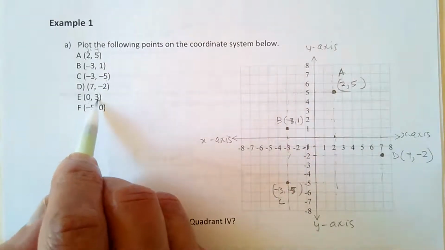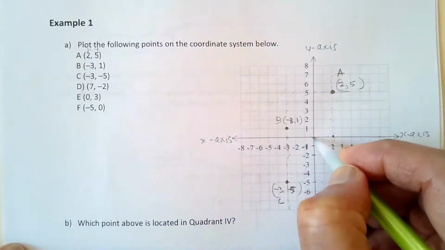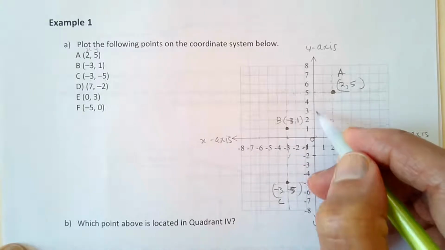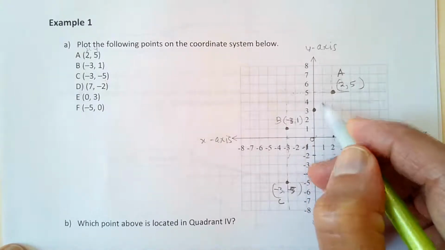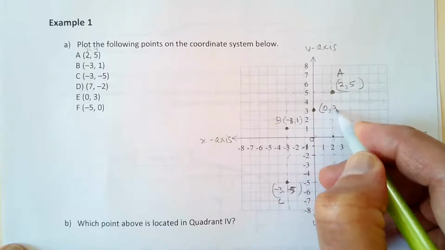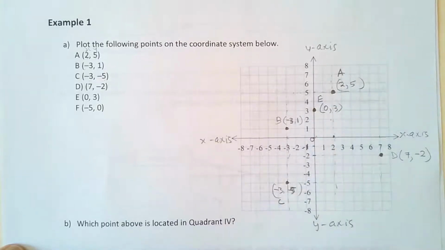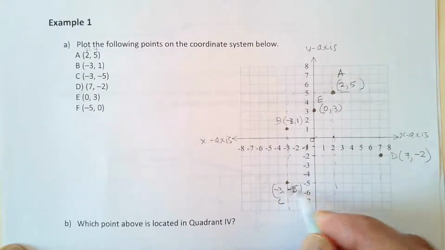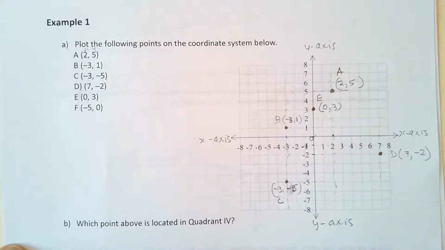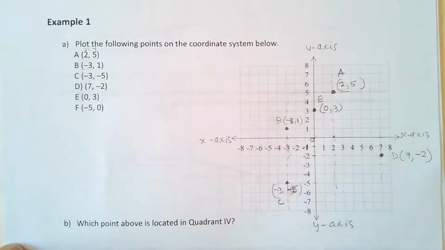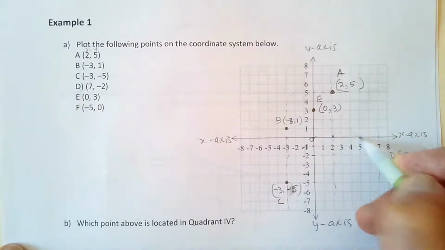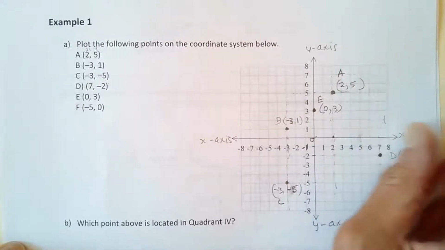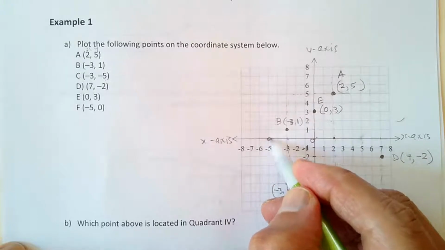Next we have 0, 3. So x is 0. That's the origin. Go up to 3. It would be here. So this would be 0, 3, E. And lastly, -5, 0. So -5, 0 is right on the x-axis here. Oh, that's +5. Sorry. -5, 0 will be right here.